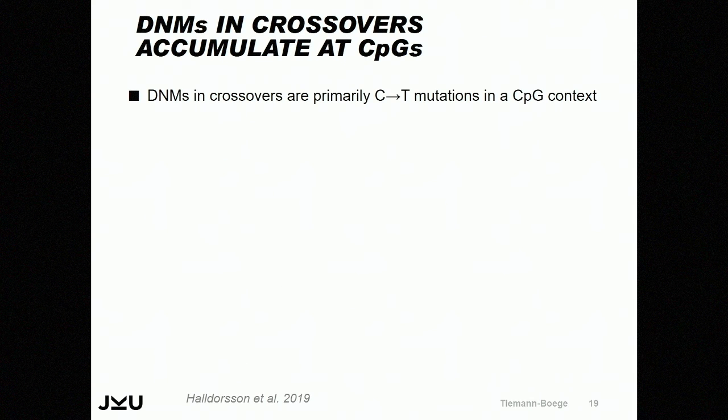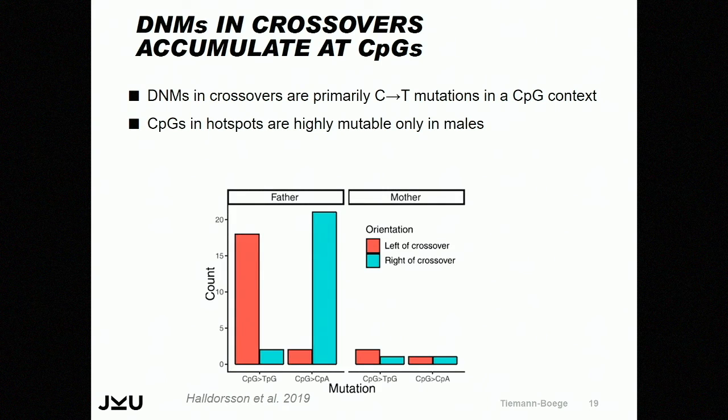As I mentioned, these de novo mutations happen in the context of the CpGs, and what this new study also showed was that these CpGs were only highly mutable in males. If you compare the mutation frequencies in fathers versus mothers, you could see that there's only an increase from C to T in the fathers, but not in the mothers. So there are some processes that make CpGs highly mutable in males, but not in females.